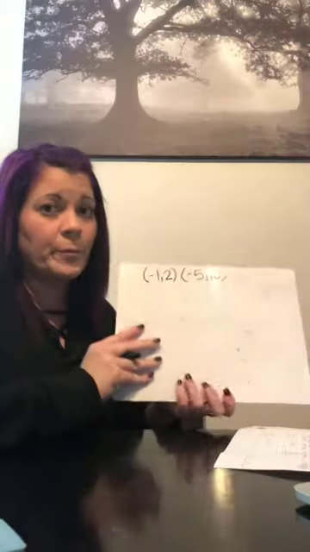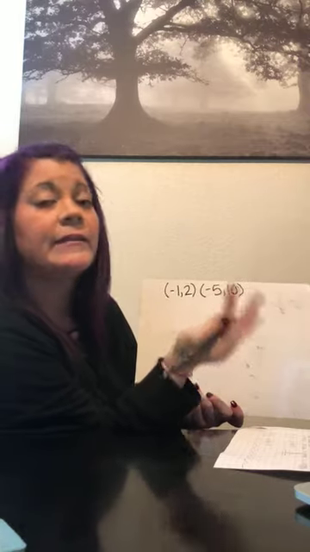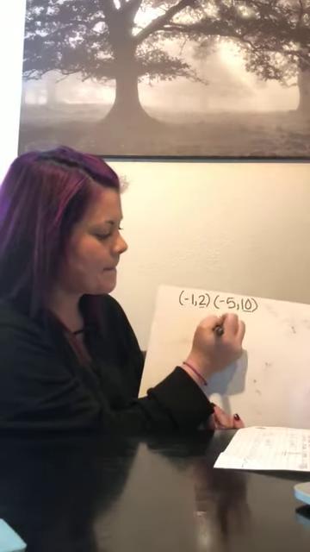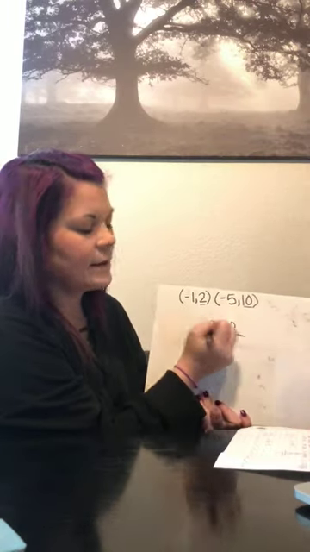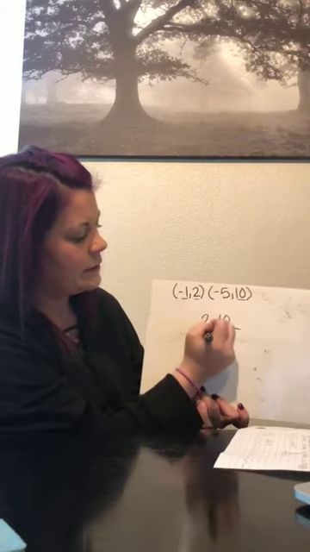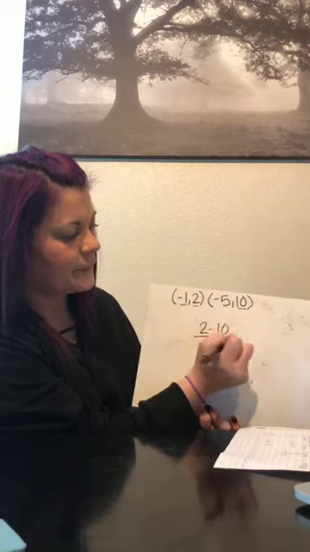So let's figure out slope with 2 points. For example, if I have (-1, 2) and (-5, 10), and I want to determine the slope, all I need to do is the change in y's, which basically is the difference in the y's. So I'm going to subtract 2 minus 10. And then I'm going to put it over the difference in the x's, the change in the x's. So -1 minus -5. Okay?